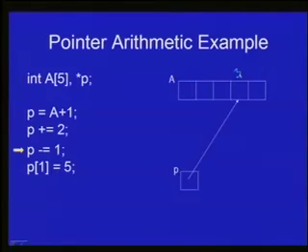And in the next step, we are subtracting something from the pointer. We are subtracting 1 from the pointer, which means that the pointer will move one step back in the array.